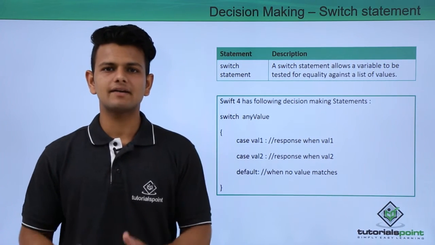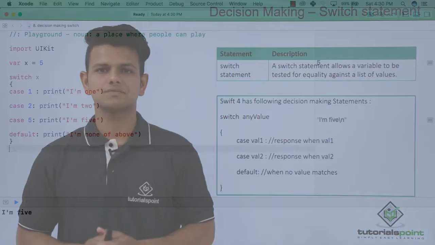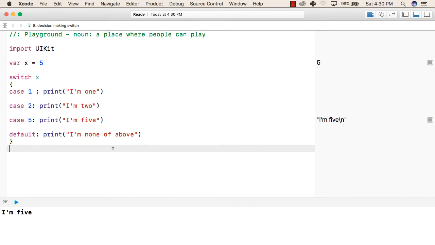Now let us see a practical implementation of switch. To use switch in your program, first we'll write a variable x equals 5, or you can write any variable of your choice. After that we'll write the switch keyword followed by the variable which you want to compare against a set of values. This is x. Inside the curly braces we'll write all the cases that are possible. First we'll write case 1.